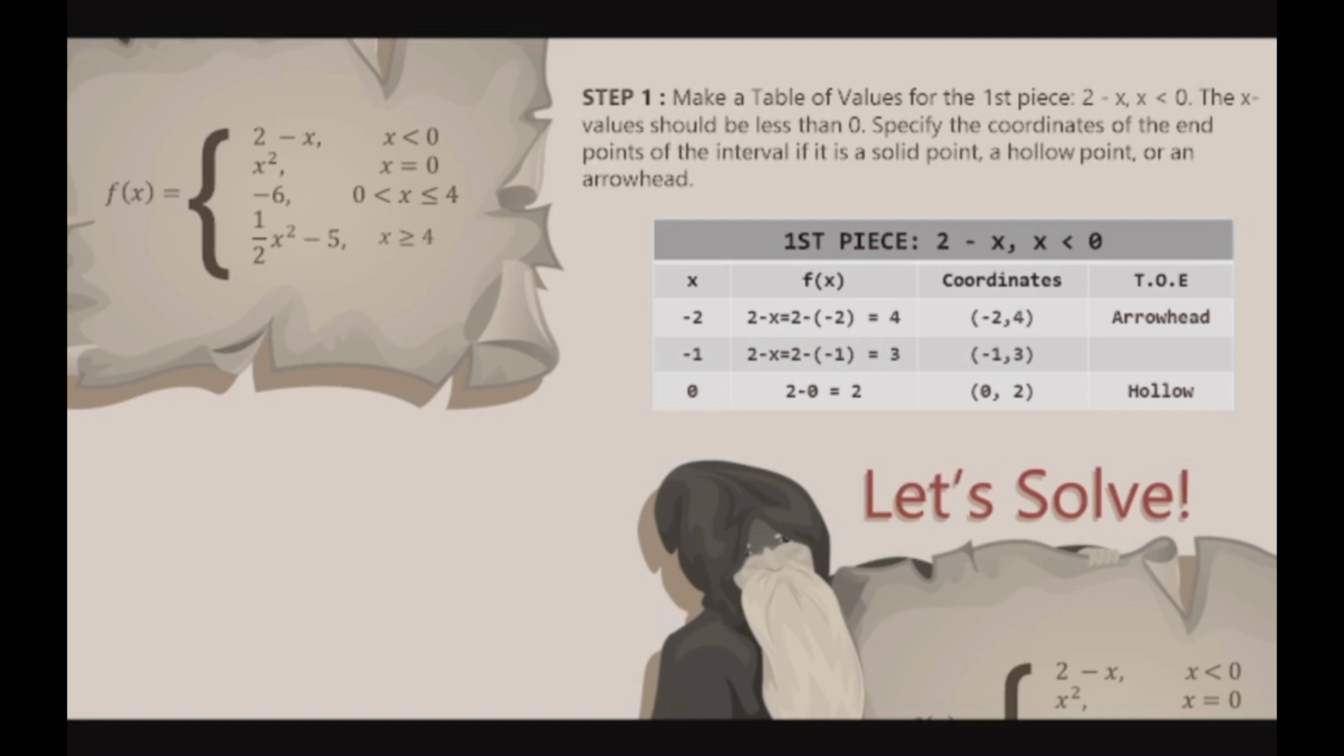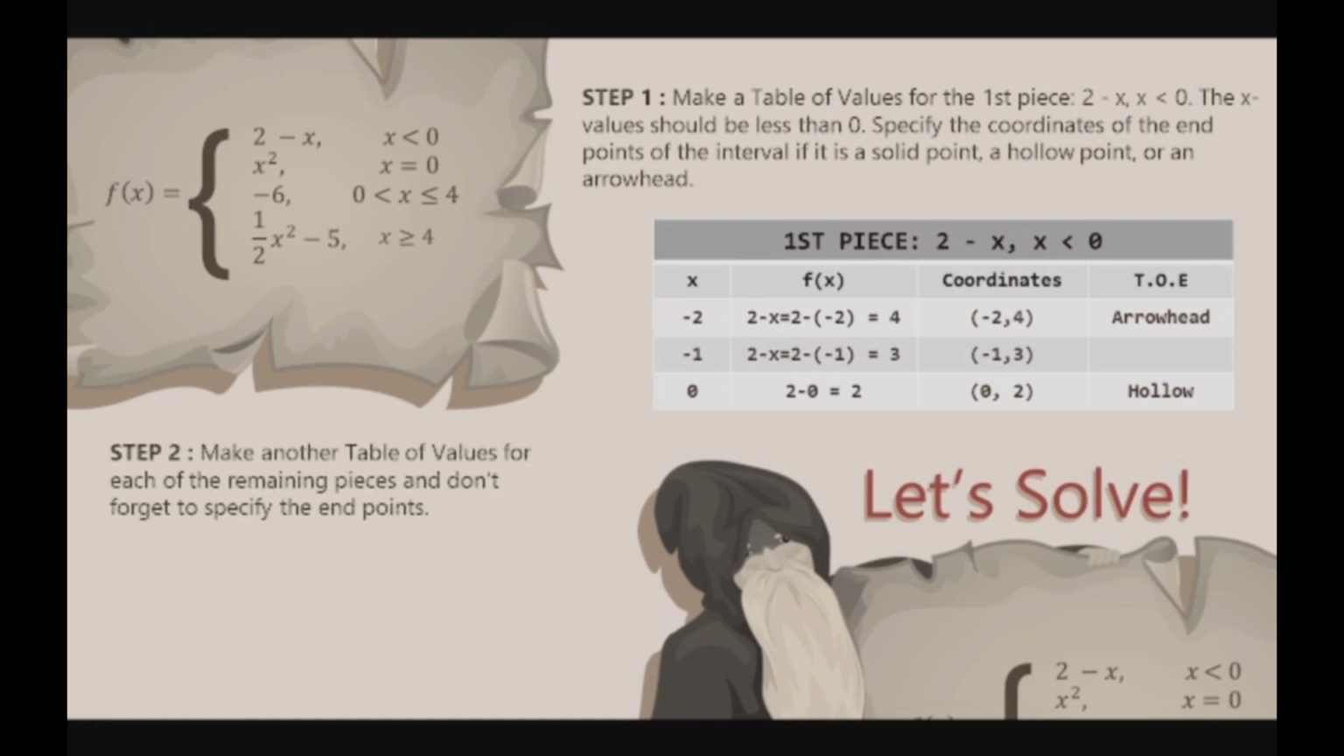For the coordinates, let's put them in ordered pairs. For negative 2, the x is negative 2, the y is positive 4. For negative 1, the x is negative 1, the y is positive 3. For 0, the x is 0, the y is positive 2. Negative 2 is an arrowhead, while 0 is a hollow point.